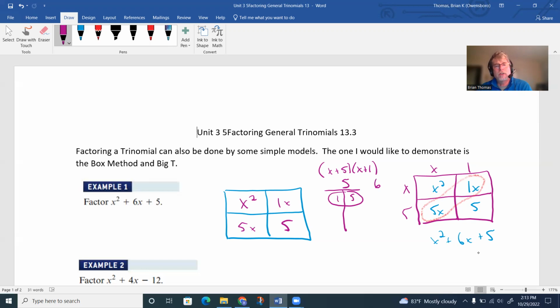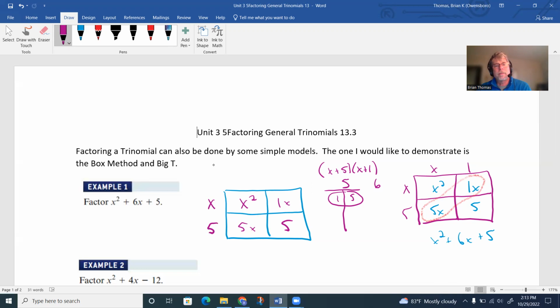One way of doing this is if you look across here, this x squared plus this 1x, what we want to do is identify its GCF, and the only thing they have in common would be an x. So an x would come out. Now look at the bottom row. Notice how there's a 5x and there's a 5. The only thing they have in common is actually 5. So I can just pull that out. So you can kind of see that.